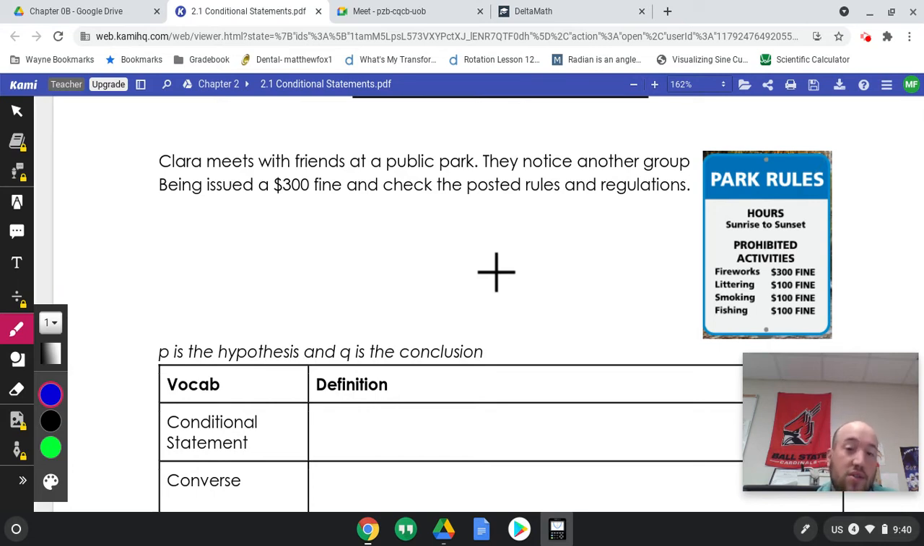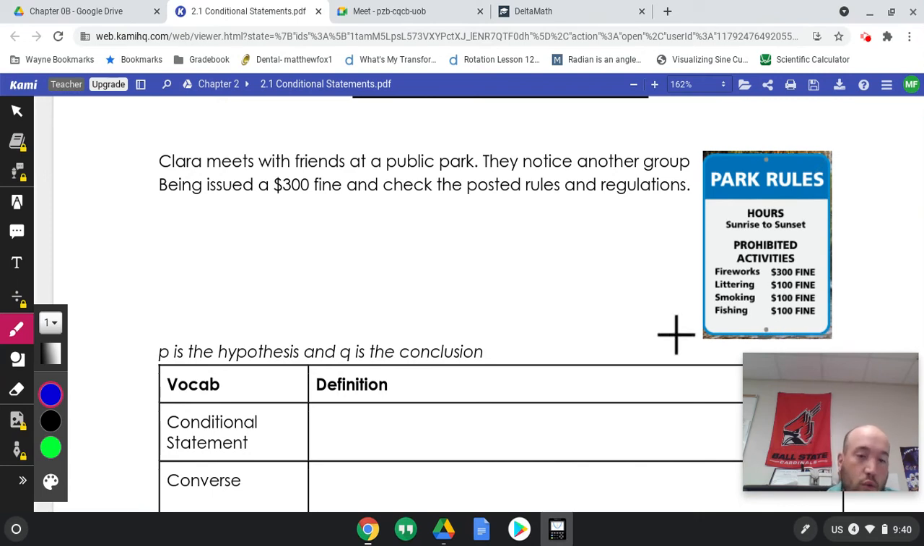Now, a conditional statement, as we're going to talk about today, is an if-then statement. So let's try to turn these into if-then statements. For example, if you are shooting off fireworks, then you get a $300 fine. If you are littering, then you get a $100 fine. If you are smoking, then you get a $100 fine. And if you are fishing, then you get a $100 fine.